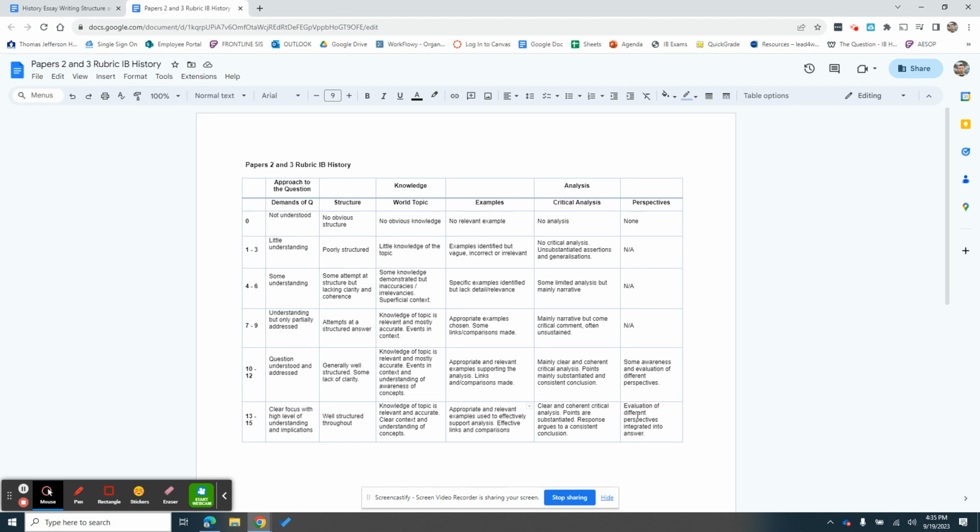And then perspectives. We have evaluation of different perspectives integrated into the answer. If you just put down a sentence or two and don't evaluate it at all, you're not hitting it. If there's some evaluation, but it's not really effective, it might hit in here. If you can give that full paragraph just focusing on that perspective, or even better, integrate it all throughout the paper, that puts you in the range to hit up here.